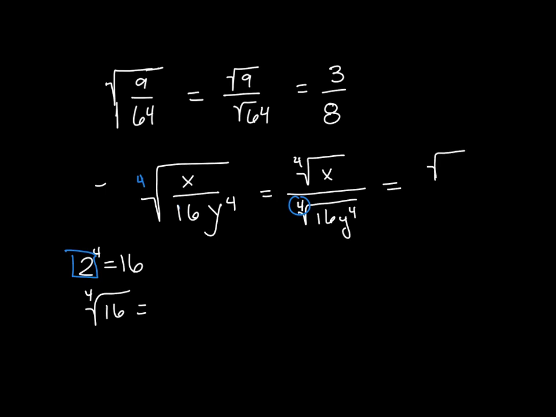So the numerator stays the same. That's the fourth root of x. In the denominator, the fourth root of 16 comes out, and that's equal to 2. And then the next portion of that will break up again, and that's the fourth root of y to the fourth. Those powers match up exactly. I go back and I check the directions, which is very important. The directions say the variables are all positive real numbers, which is wonderful because that just means my answer is 2y.